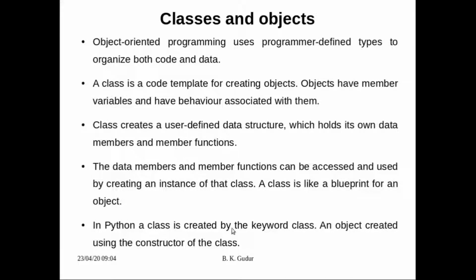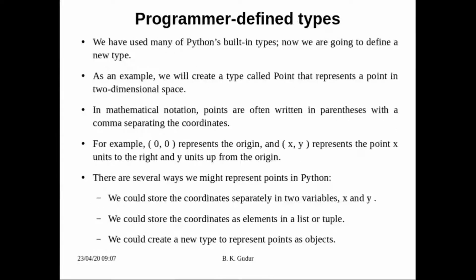In Python, a class is created by the keyword class. An object is created using the constructor of the class. A constructor is basically a method of a class which has the same name as the class, and whenever we create an object, that function is called by default and executes automatically. Such a function, called when creating an object, is the constructor of the class.